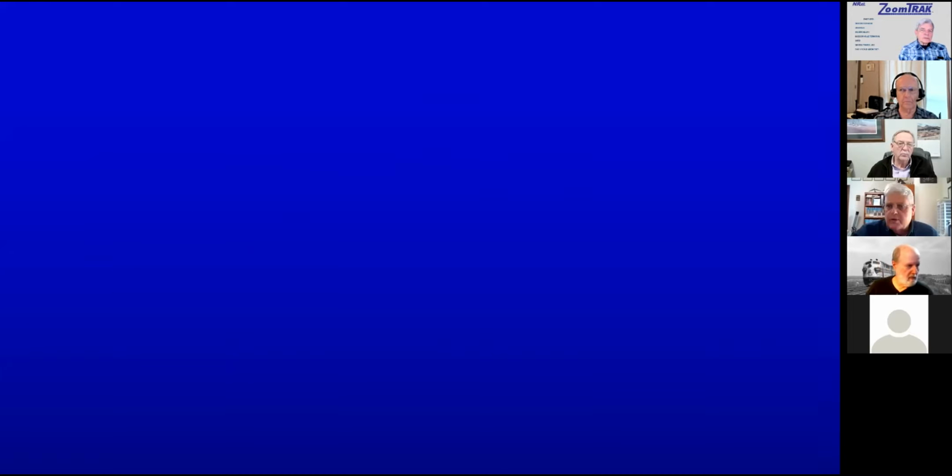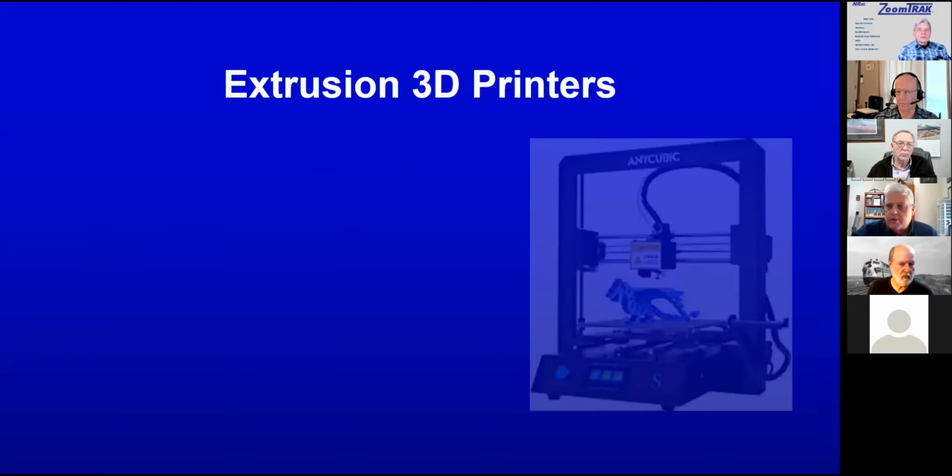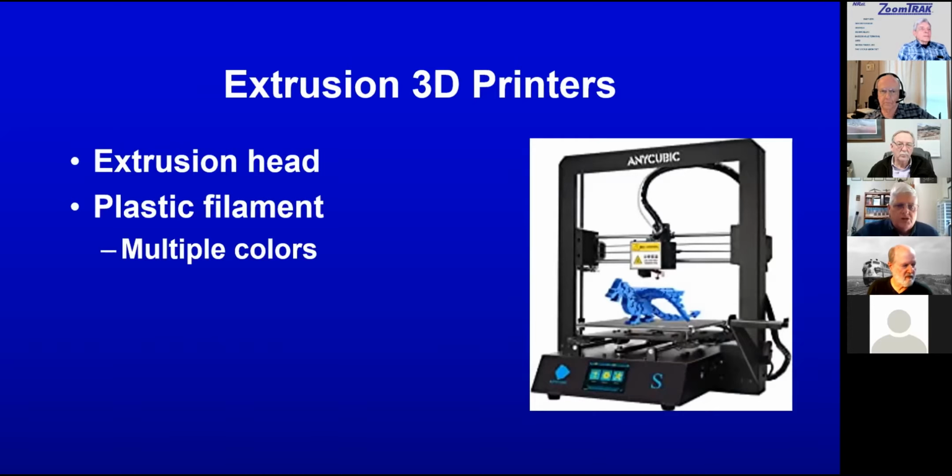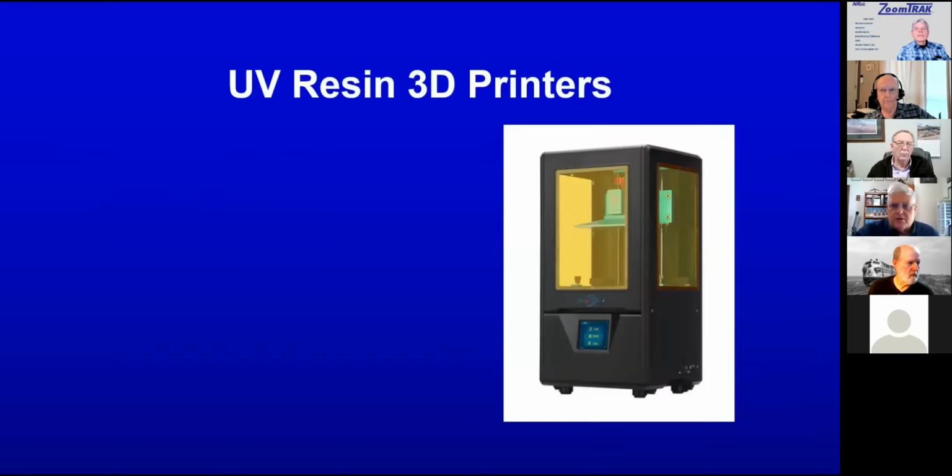As far as 3D printers, there's generally 2 types of 3D printers. The most common type is the extrusion printer, and this has an extrusion head, and it uses a plastic filament which can come in multiple colors, and it melts a little dot of plastic and then puts it in the appropriate places to build up the layers of the 3D object you're printing. I opted to buy a UV resin 3D printer. It works a little bit differently.